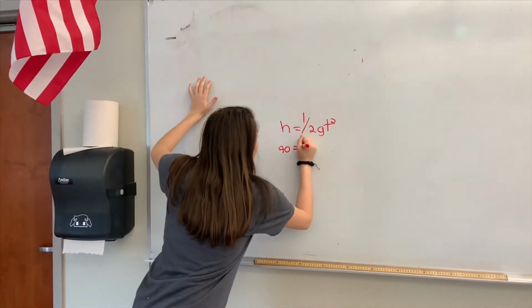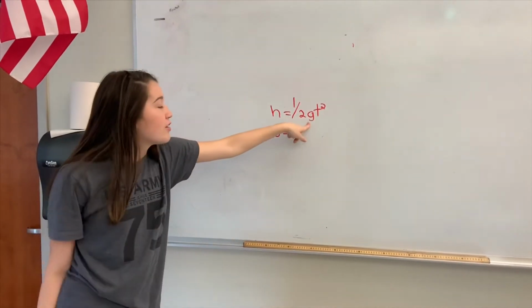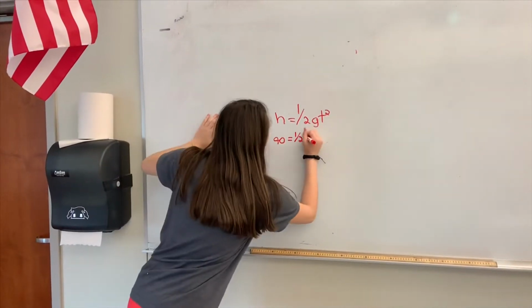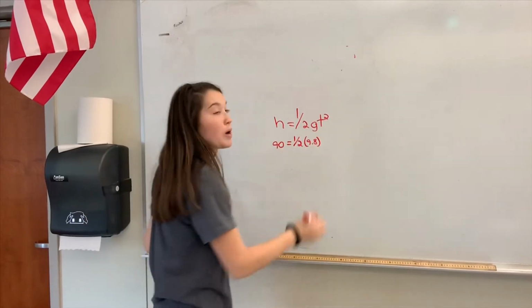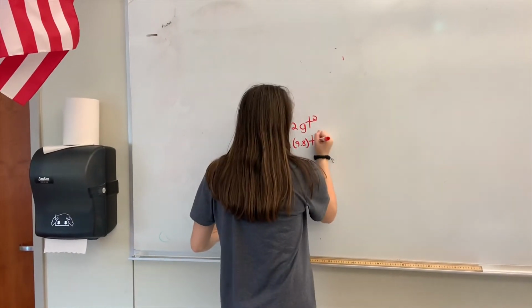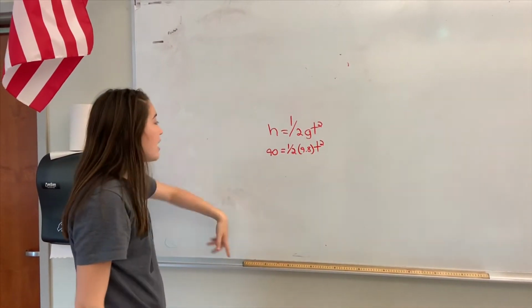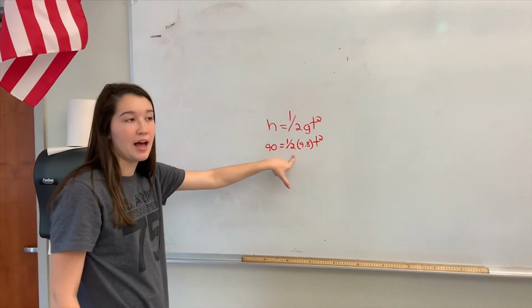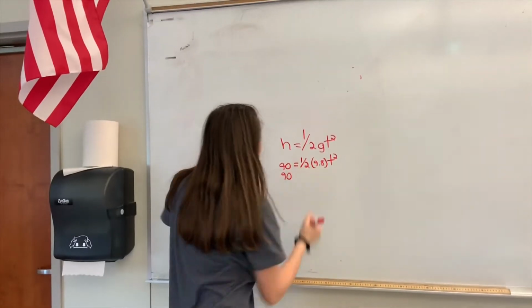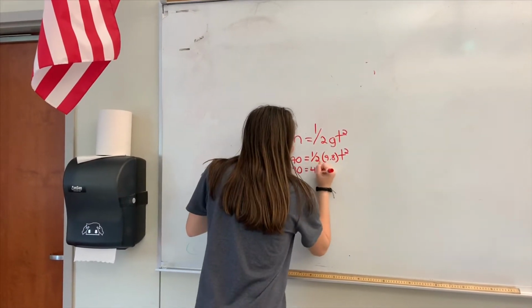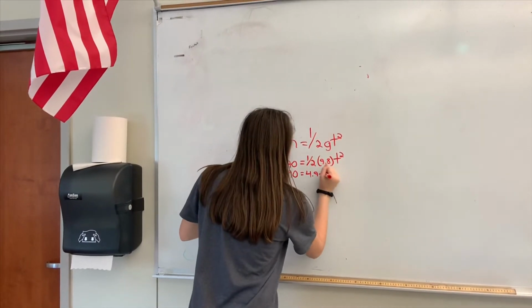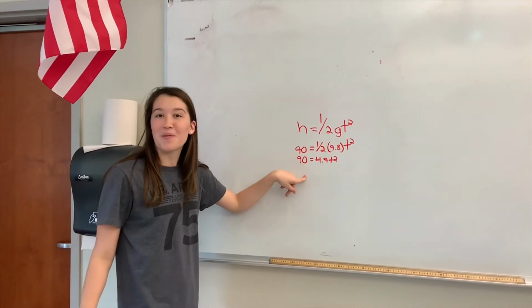Then we have 1/2, this is acceleration due to gravity, so we still have our 9.8 meters per second. And then time squared, that's what we're solving for. So we're just going to plug that in. Now if you take 1/2 of 9.8, we have 4.9 t squared. Then we're going to divide 90 by 4.9.